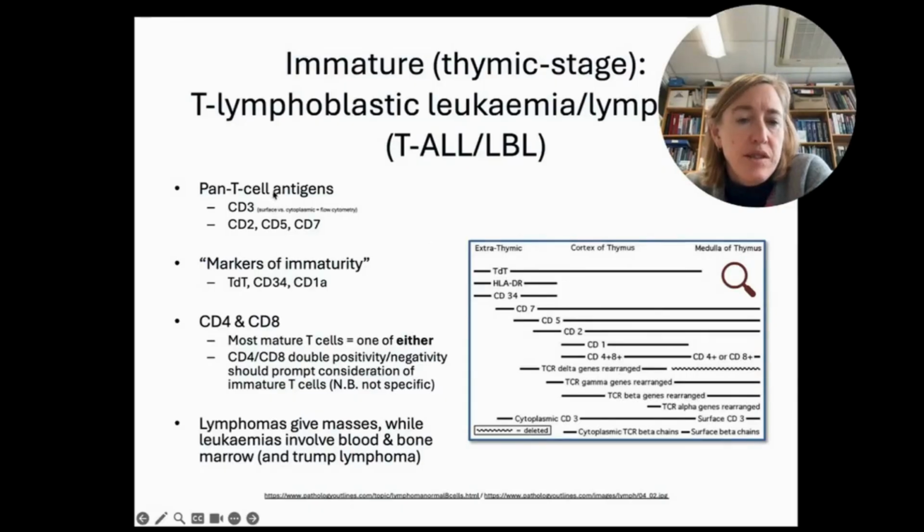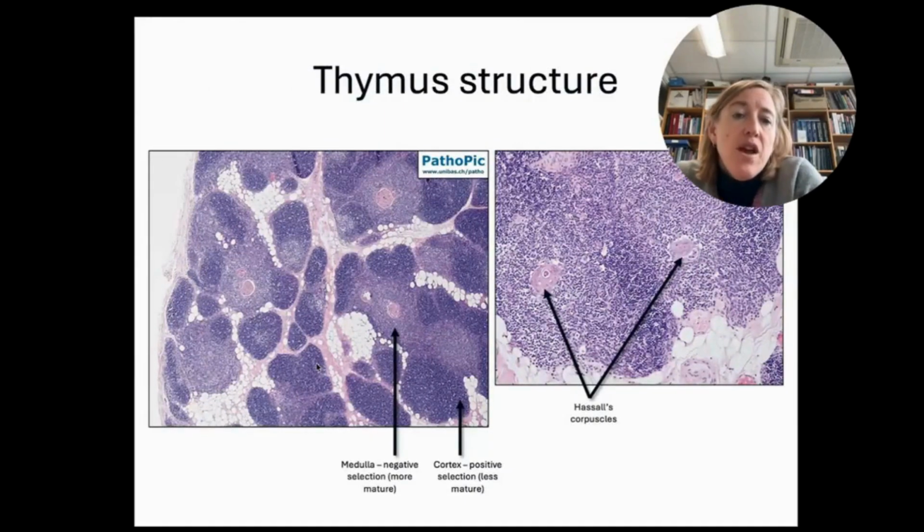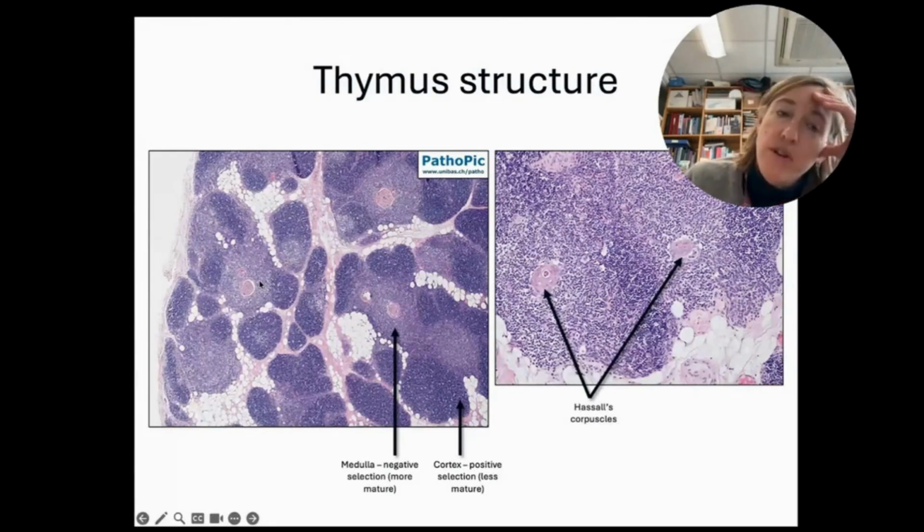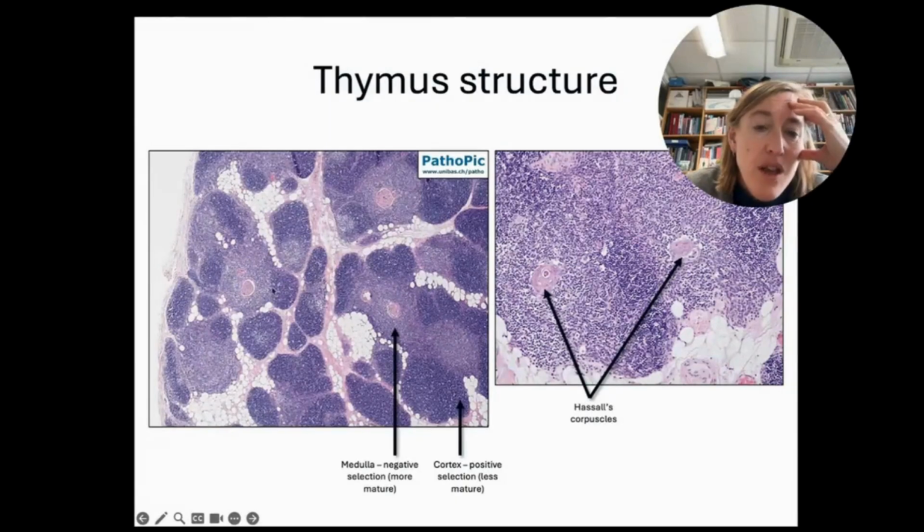And you can see this is taking you through the stages of development of a thymocyte. Essentially, a lymphoblastic leukemia or lymphoma recapitulates one of these stages of development, and that will explain exactly what it expresses on its surface. So I'm just going to show you what normal thymic structure looks like. You've got the cortex, which is darker, and the medulla, which is lighter, with Hassall's corpuscles. In general, lymphoblastic lymphomas and leukemias look like the cortical thymocytes, but sometimes they look a bit more like the ones we see in the medulla.